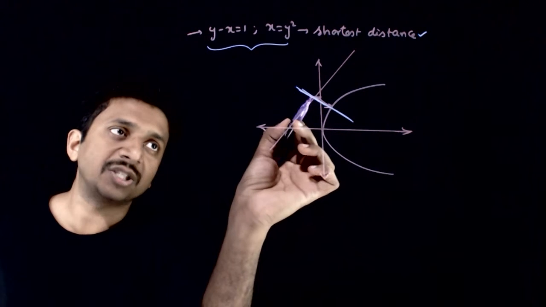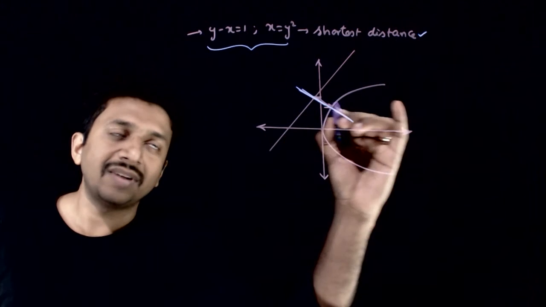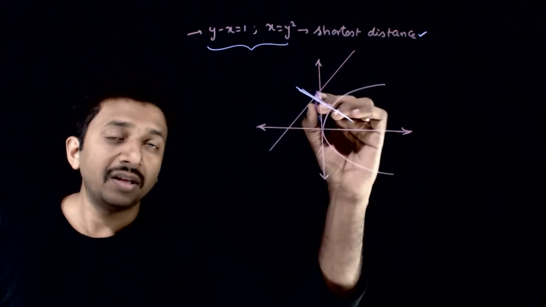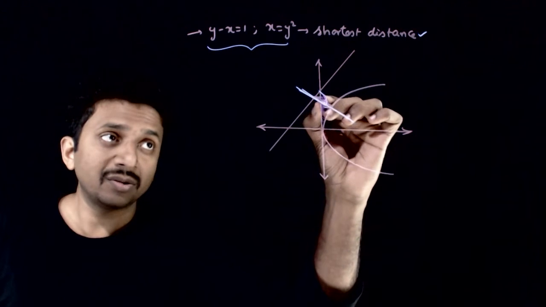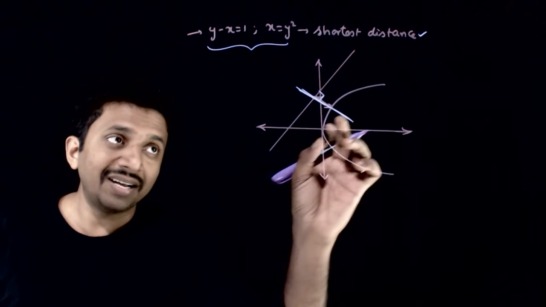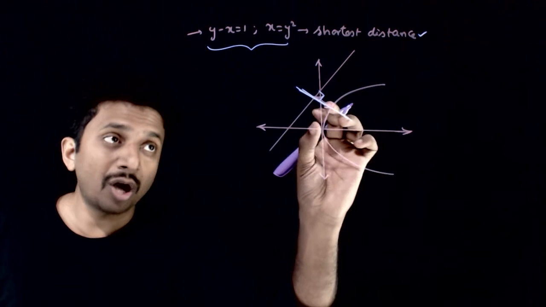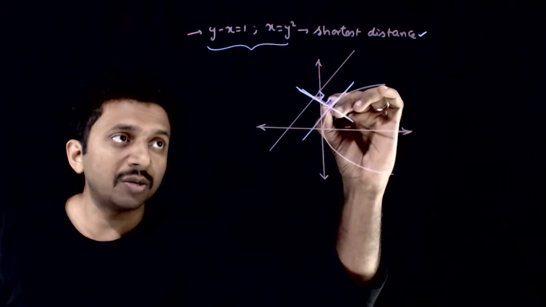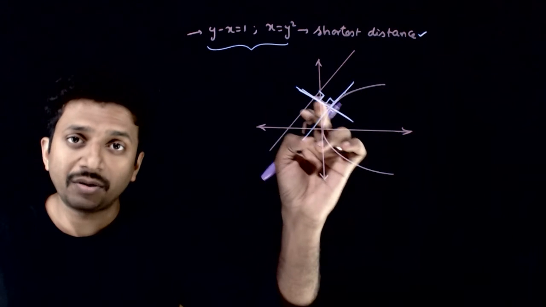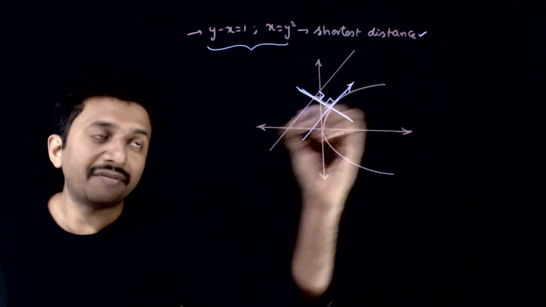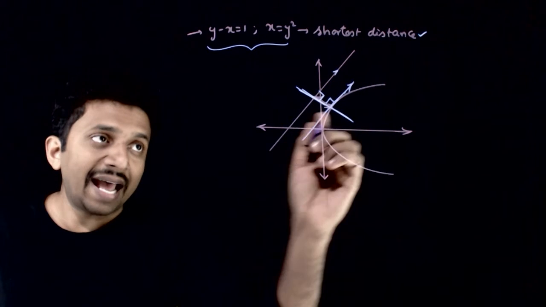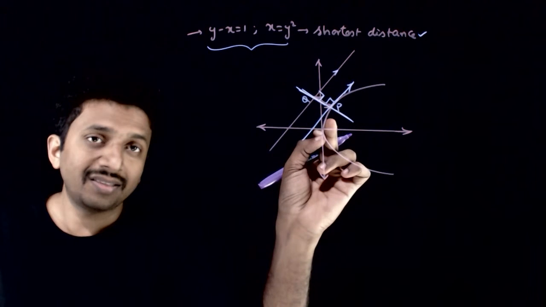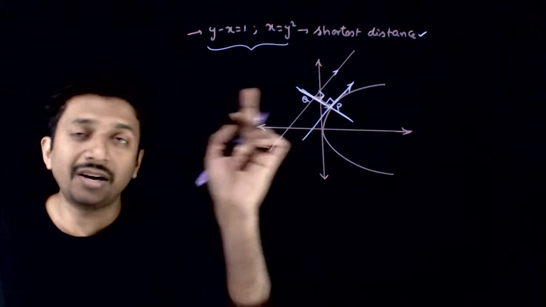This direction has to be normal to this line as well as this parabola. So if this line is normal to the line, this angle is equal to 90 degrees. And if this line is also normal to the parabola, that means if you draw a tangent at this point, this should also be perpendicular to this line. Hence, by effect, if this point is P and this point is Q, and PQ is the shortest distance, the tangent at this point P has to be parallel to this line.